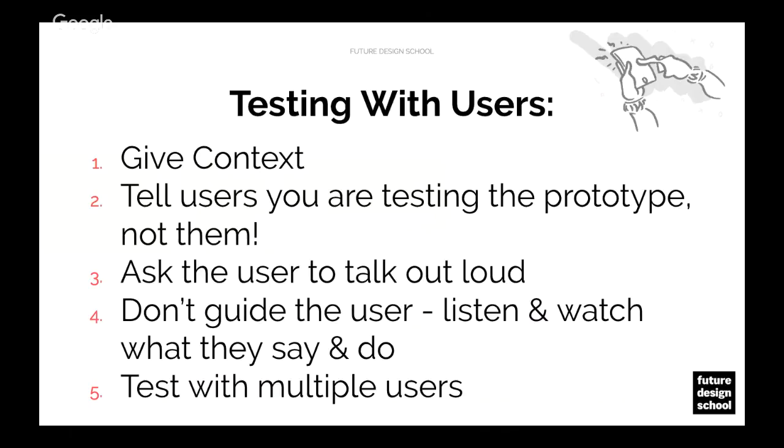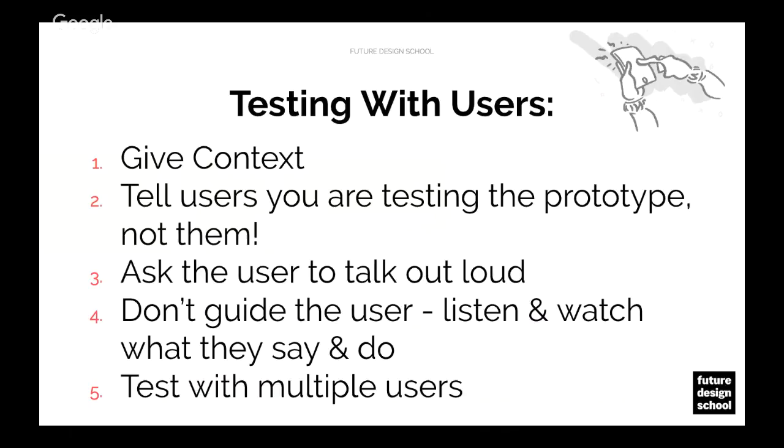One of the most important pieces to do when testing is to provide context. So people need to know what it is that you are trying to solve with this prototype, with your solution. What is the problem that the user was facing, and what was that how might we question? Make sure you're telling your users you're testing the prototype and not them. They want to make sure that they are not doing things or feeling like they're doing things incorrectly, but really it's about testing the prototype.